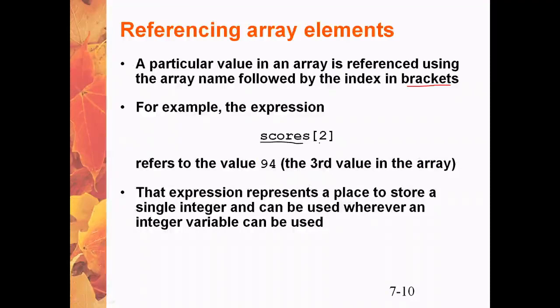Scores of 2 here represents the third value in the array, and the third value in the array is 94. So by using the index, we can refer to a particular value in the array. That expression represents a place to store a single integer and can be used wherever an integer variable can be used. Now the same syntax can also be used to store some value at that particular location.